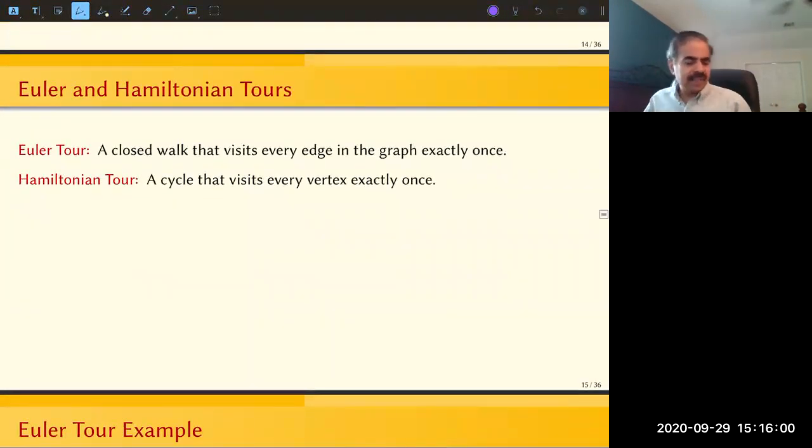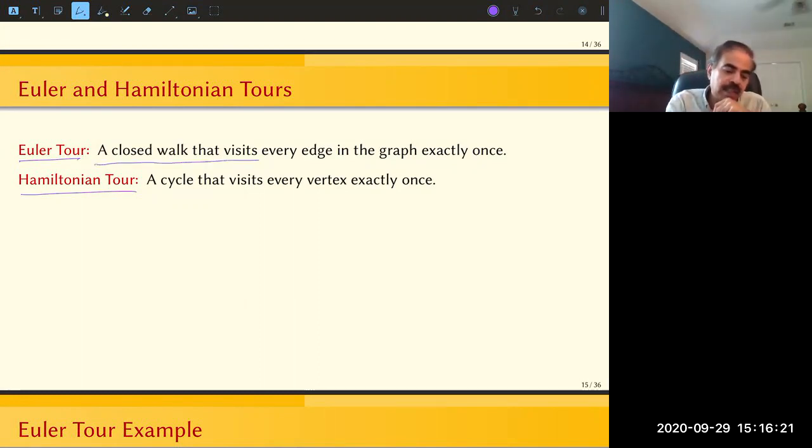So the last thing we were discussing when we finished up our lecture last time was Euler Tour and Hamiltonian Tour, right? So sometimes they are called circuit, sometimes they are called tour. They all mean the same thing, right? So an Euler tour is a closed walk that visits every edge in the graph exactly once.